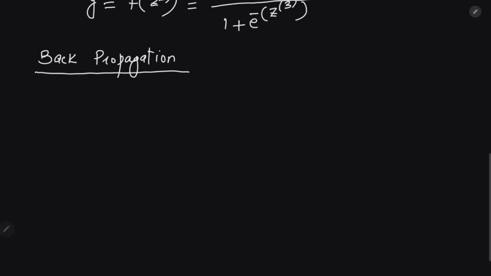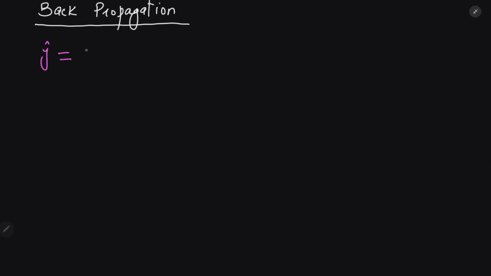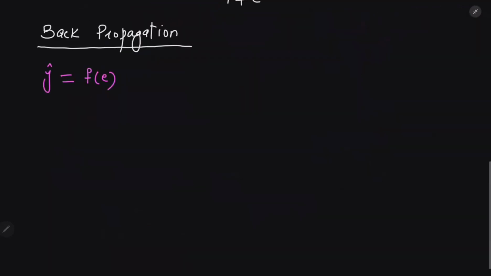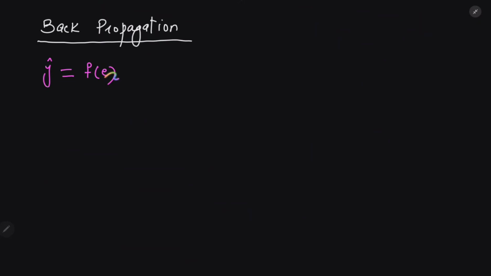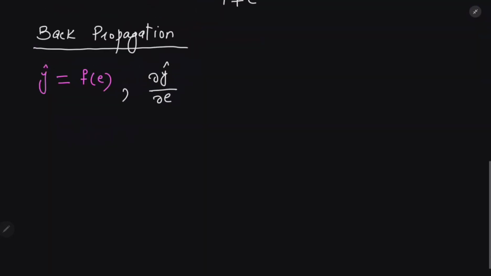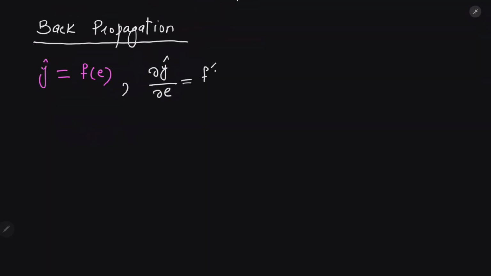So first I introduce y hat. Y hat is f of e. It means that we are actually using the previous notation. This e is our z2, and so on. So this will be some variable. Similarly, we want to take the derivative of this y hat with respect to e, and that will be equal to f dash e.